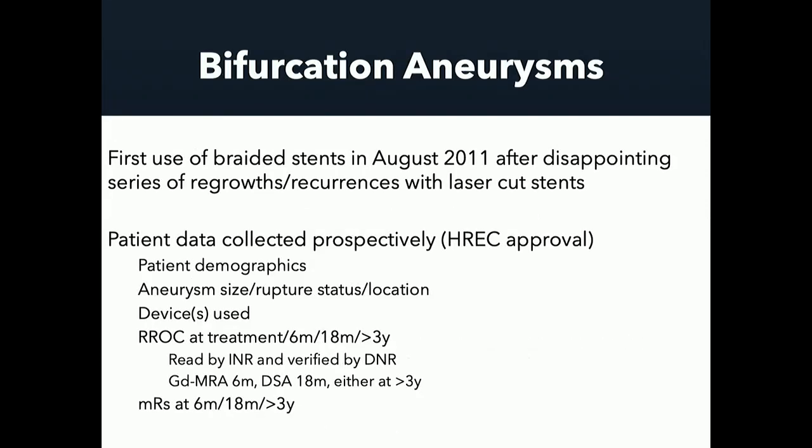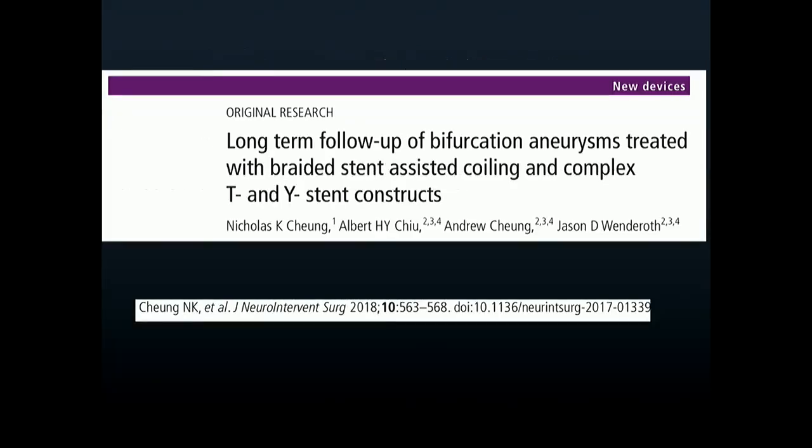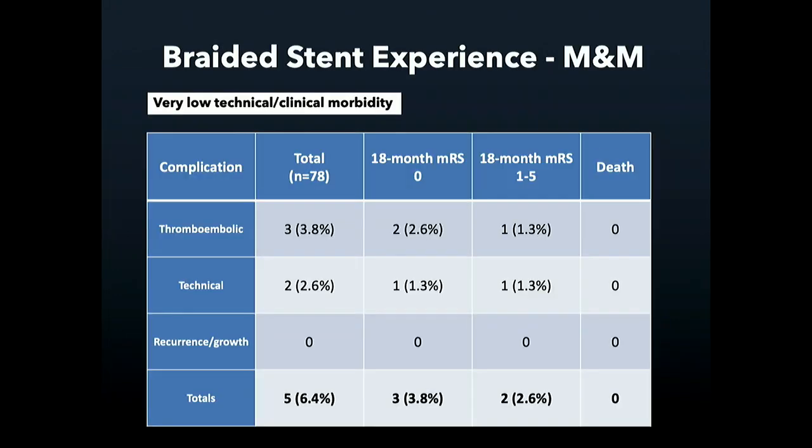Just touching on our bifurcation aneurysms and braided stents, we first got access to them in 2011 after we'd had a few recurrences with the laser cut stents. We decided to put in an ethics proposal to collect our data prospectively, which we did, collecting the usual stuff. And our fellows published this, their second paper on this. This is our long-term follow-up of this cohort, which came out in Janus last year.